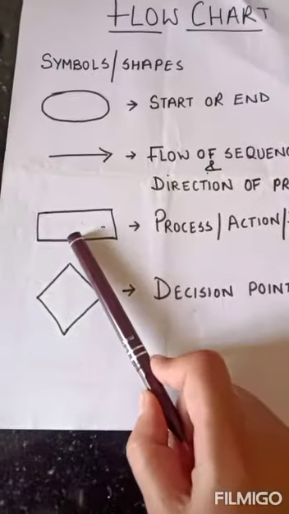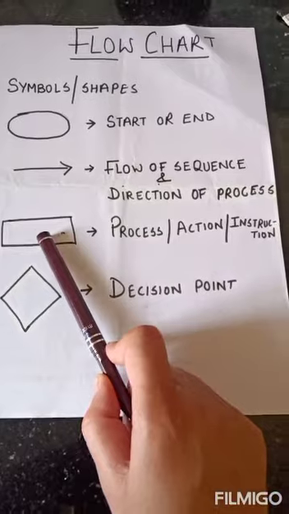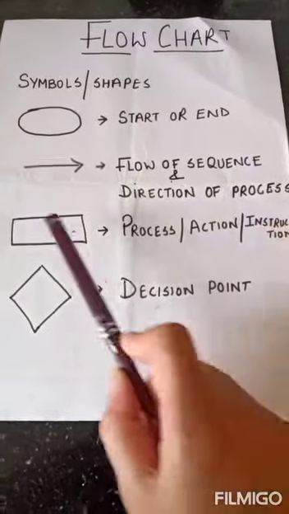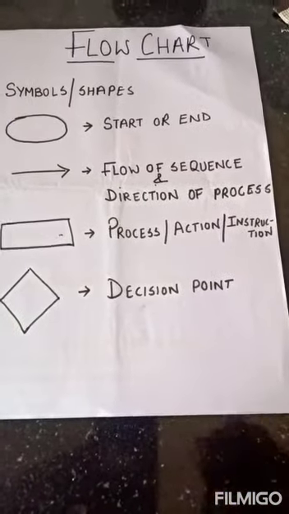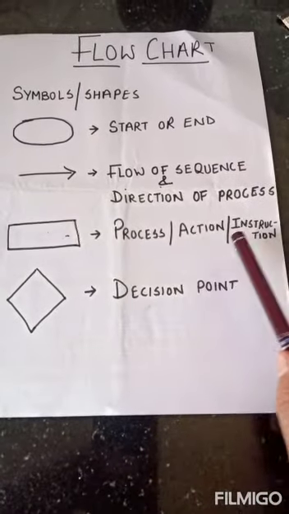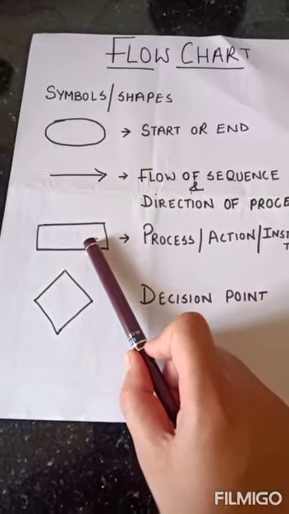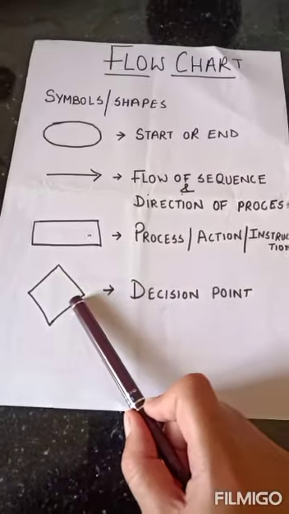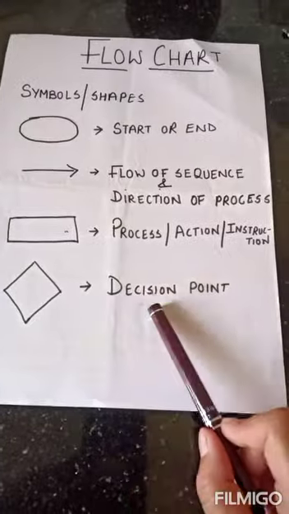Okay, that's a rectangular box here, and whatever is written inside this box tells us the process or the instructions. As in whatever is written here in the box tells us the process, or whatever the action is taken, or the instructions. Okay, so the instructions are written here inside these boxes, or such boxes. And the last one is a rhombus. See, that's a shape of a rhombus. That's a decision point.